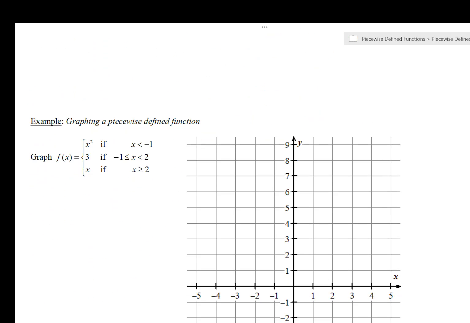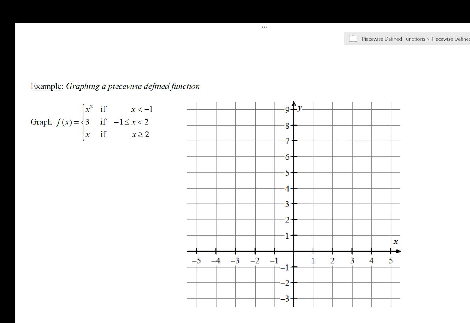All right, we are going to graph this function here. f of x has 3 different rules. The first rule is x squared if x is less than negative 1. Then it is behaving like just the number 3 for values of x between negative 1 and 2. Notice that it's defined to be 3 at x equals negative 1, but not at 2. And then finally, it's x if x is bigger than or equal to 2. So we'll just run through these one by one.